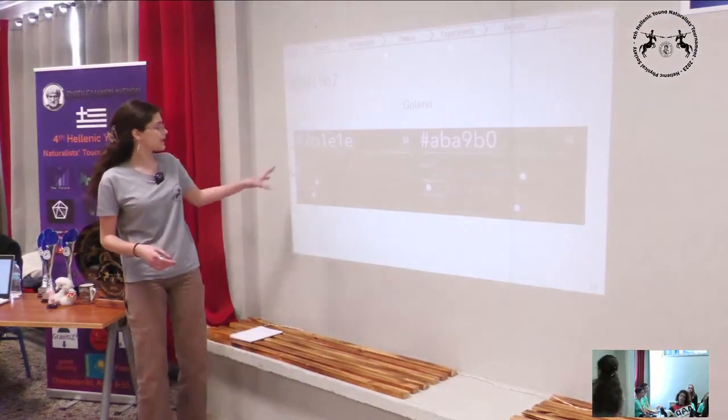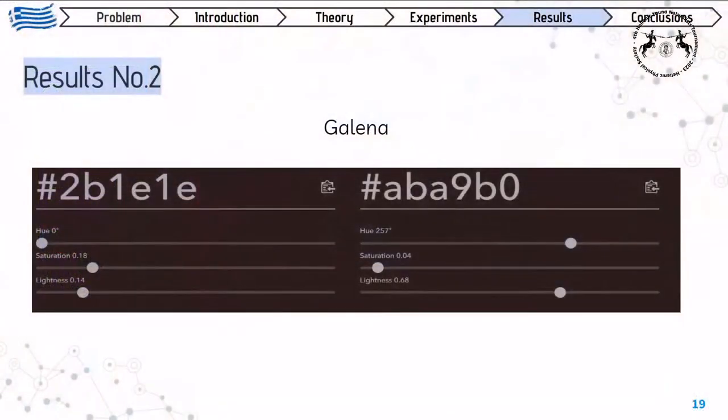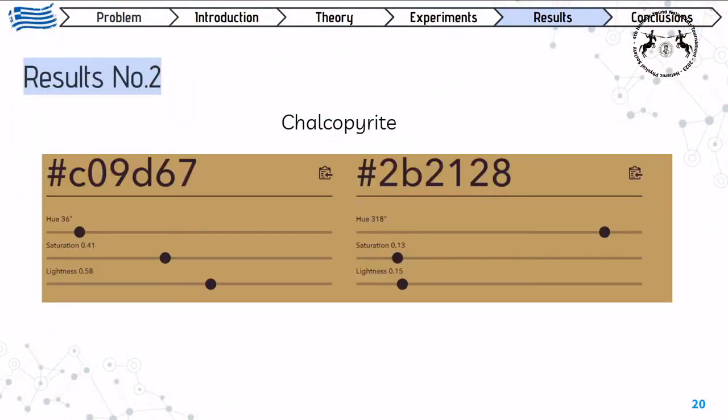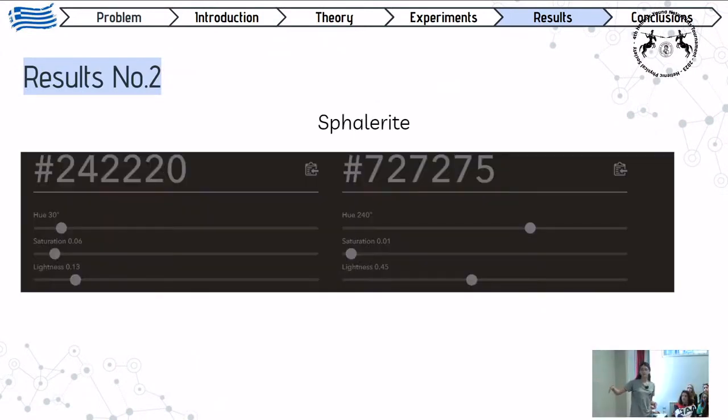First of all, in galena, we can see the very big and distinct color difference when it comes to hues, saturation, and lightness as well. And moving on to chalcopyrite, there's once again a very big difference in hues, saturation, and lightness. And the same goes for sphalerite. There is a very big difference in hue. So we can clearly distinguish that all of the three colors, when compared to the streak and the surface color, were indeed different colors.